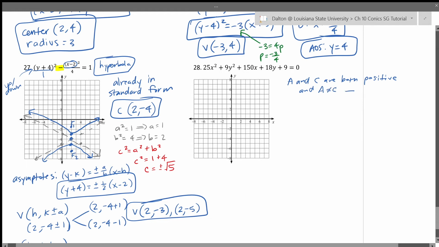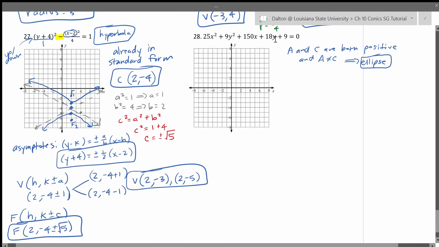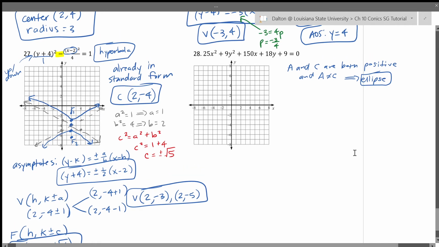When that happens, that means we are going to have an ellipse. So now that you know that this should be an ellipse, we need to arrange our equation into standard form to find all of our information. So we're going to group our x's together. So we've got 25x squared plus 150x plus 9y squared plus 18y is equal to, we'll move that constant to the other side, that's going to be -9.